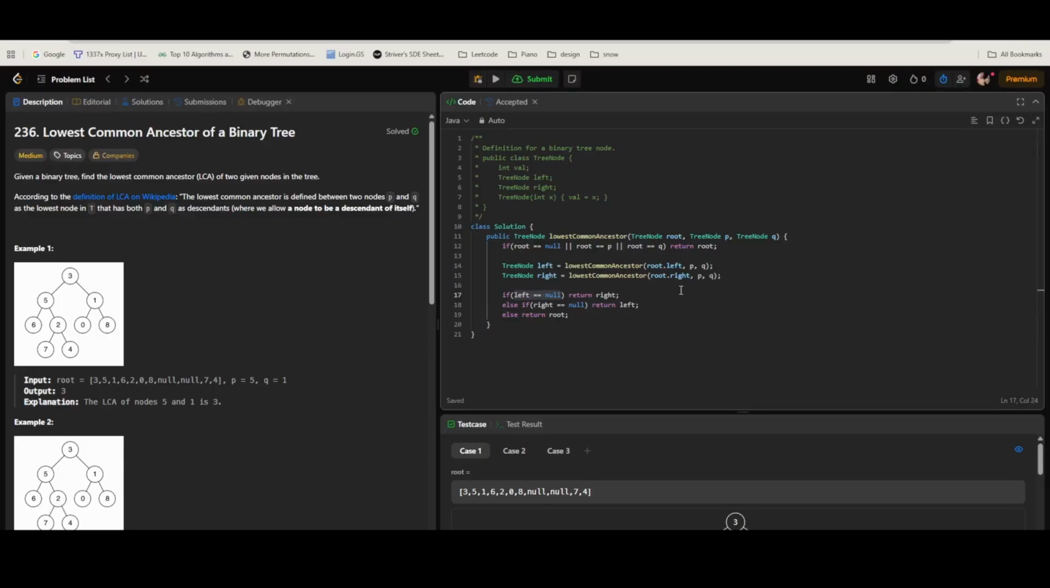Here is the solution. Let us quickly take a look at the solution. This is pretty straightforward. If root is null or root equals p or root equals q, we simply return the root. Otherwise we traverse to the left subtree and we traverse to the right subtree. If left is null, then we return the right. If right is null, we return the left, and if neither is null, then we have got our lowest common ancestor, and we return the root.